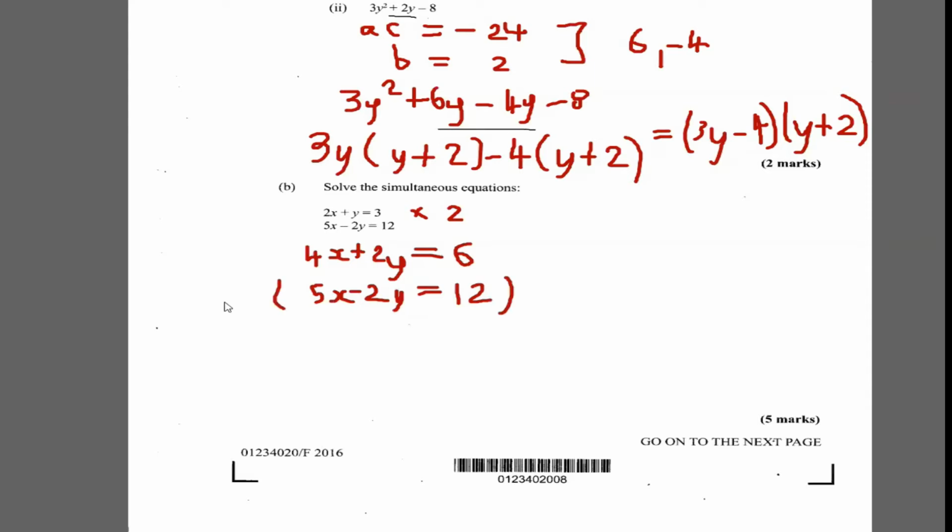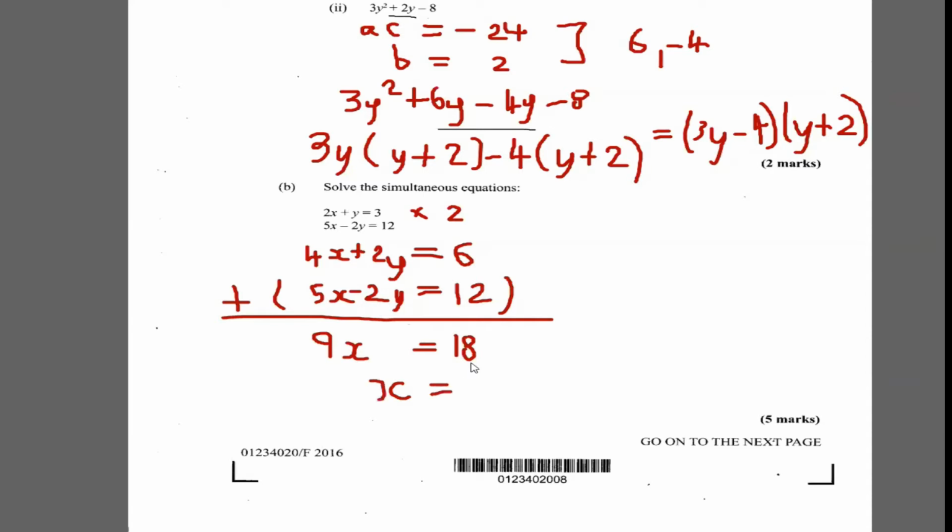When you add these two equations, the 4x plus the 5x give you 9x. When you add the 2y plus the minus 2y, those cancel. And then the 6 plus the 12 give you 18. So you get 9x equals 18. You then divide through by 9 to get that x is 2.